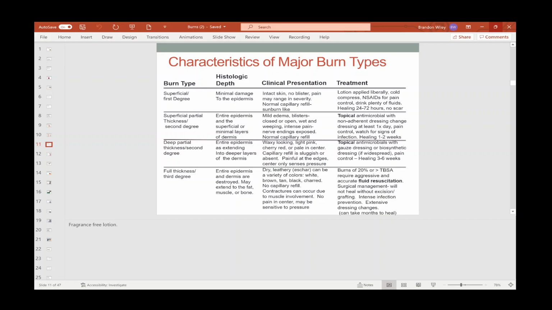But you can have contractures with these as well. You can have contractures with your deep partial thickness because they don't want to move them if it's like over the hands or the knees or something to that nature. But you can have contractures, especially if you have muscle involvement.